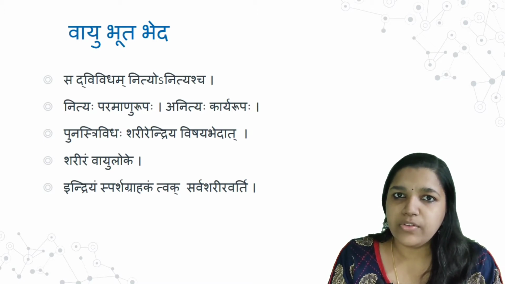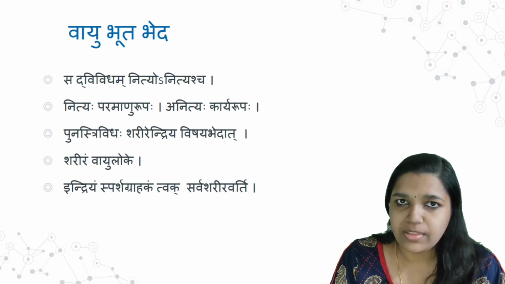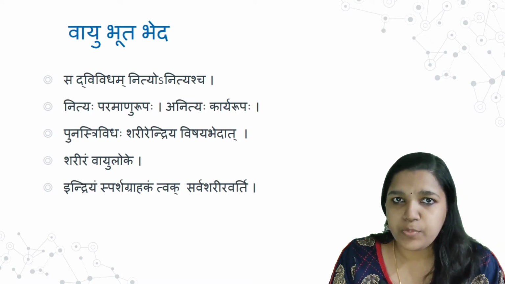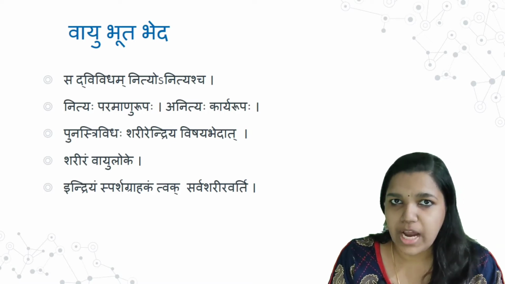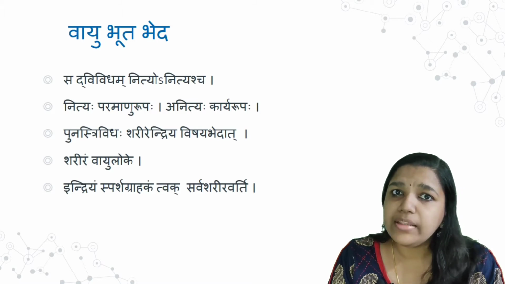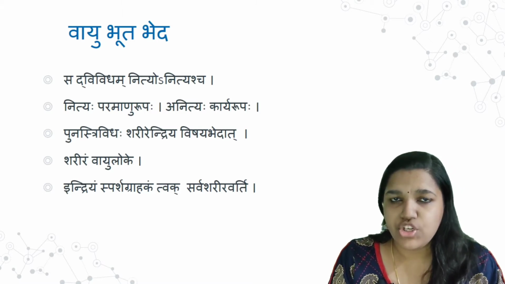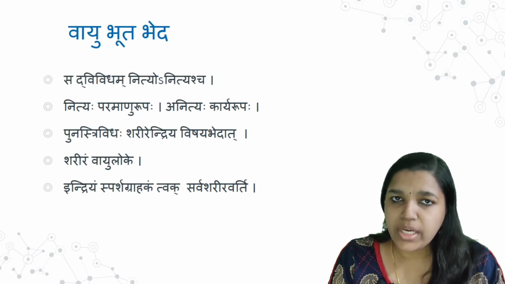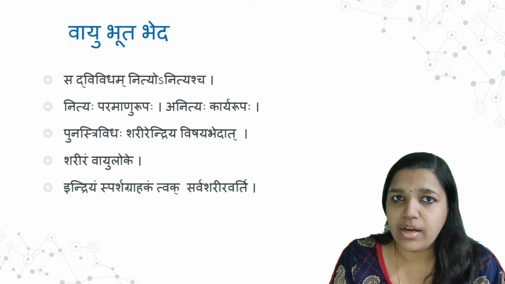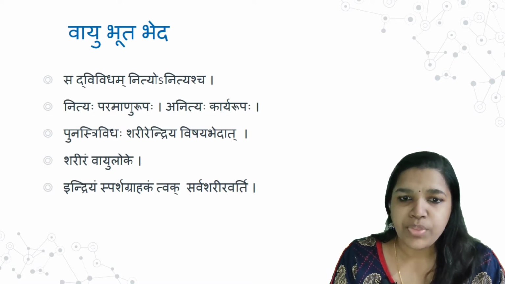So Vayu Bhuta is mainly classified into two, that is Nitya and Anitya. Nitya is Paramanu Rupa and Anitya is Karya Rupa. This Anitya is again classified into three, that is Sharira, Indriya and Vishaya. Sharira is Vayuloka, Indriya is Tvak, and the Karma is Sparshagrahaka, and it is present in the Sarva Sharira Varti, that is all over the body.